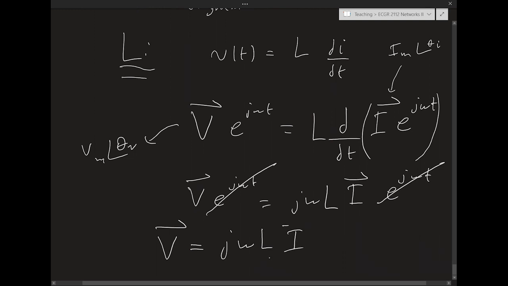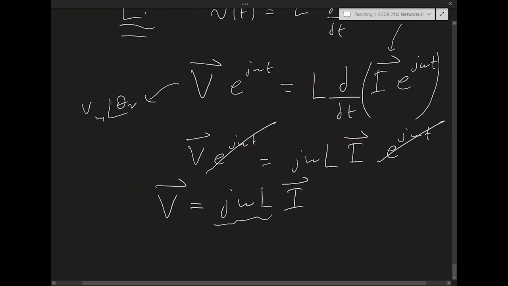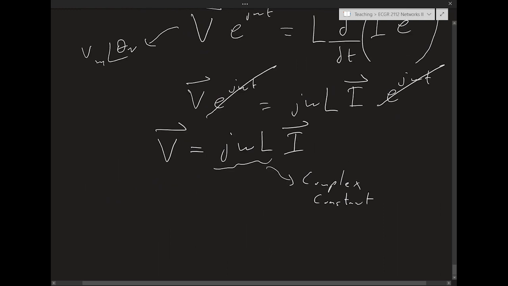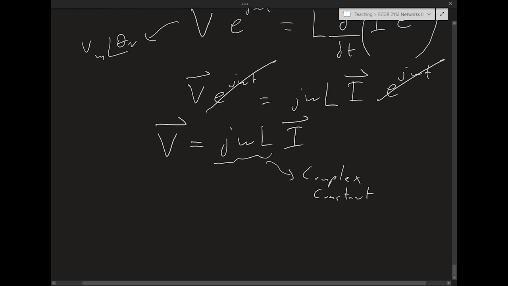So this term here, jωL, seems to be playing the role of a resistance for the inductor. It's just a constant, but now it's a complex constant instead of being a real constant. So this seems to be indicating that the inductor in the frequency domain is some kind of complex resistance, where the resistance is a complex number. It's not actually called resistance, it will be called impedance, but we'll discuss that next lecture.